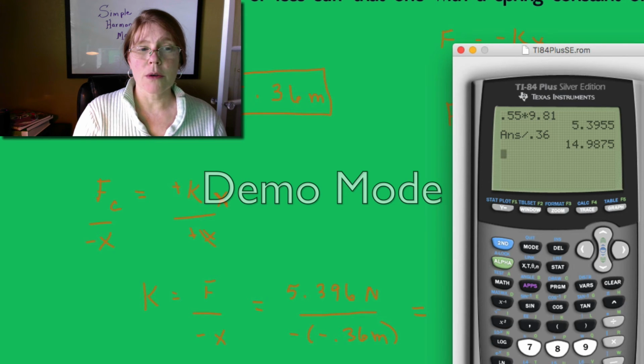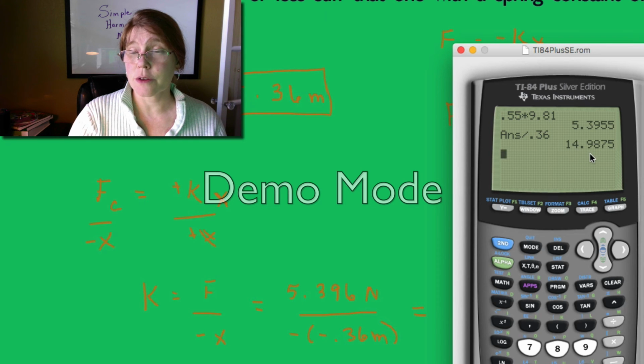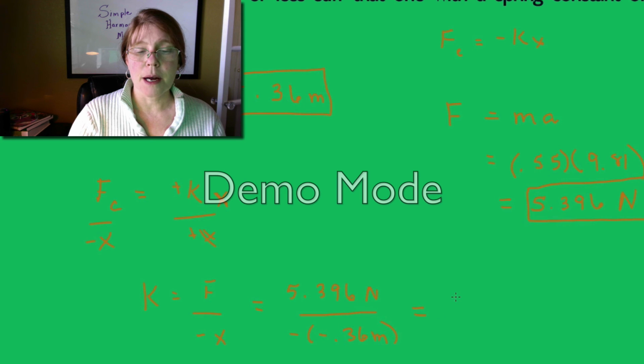14.9875. We only have two significant figures in our problem, so we can only have two significant figures. So you can see that this is going to round to 15. We look at the third significant figure here, and it's a 9, greater than 5, so we're going to round up to 15. So our answer here is approximately 15 newtons per meter, and that is our spring constant for this particular spring.